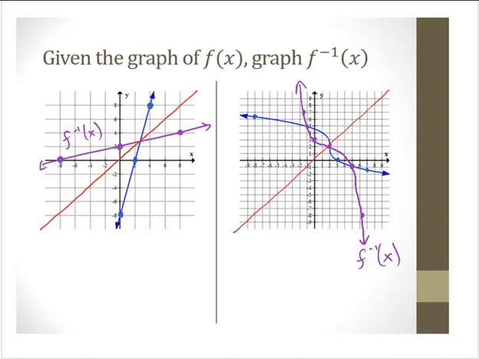So notice that, in a sense, I could flip the curves over that red line and get a mirror image of the curve. All right, so f and f inverse are symmetric about the line y equals x.